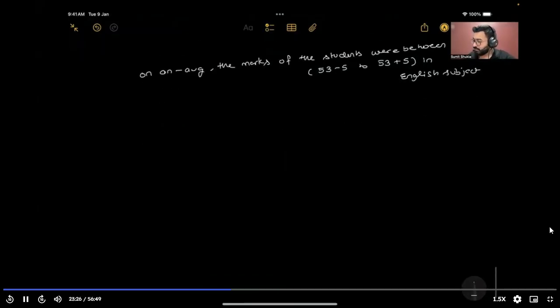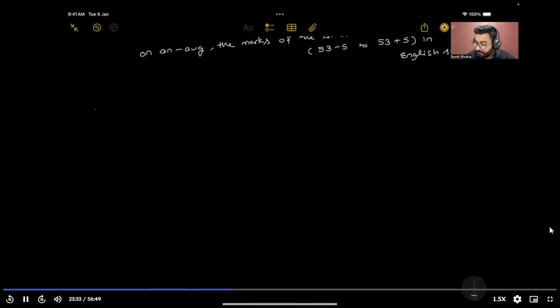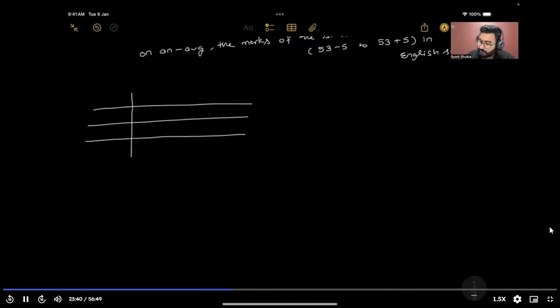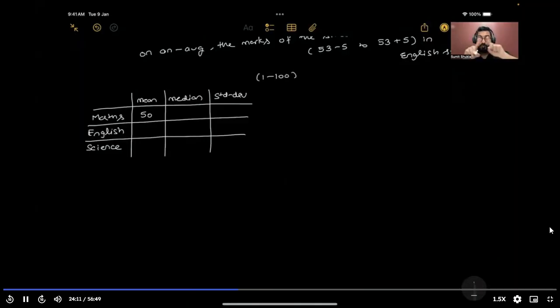Let's do one exercise to understand how this can be really useful. I'm just taking the example of math, science, and other subjects again. So let's say we have three subjects: maths, English, and science. We will look at the mean, the median, and the standard deviation. Let's say the mean is 50. And please remember, I'm only talking about a range of 1 to 100. The range is really important, because if you don't know the range, you will not be able to understand which one is high or which one is low.